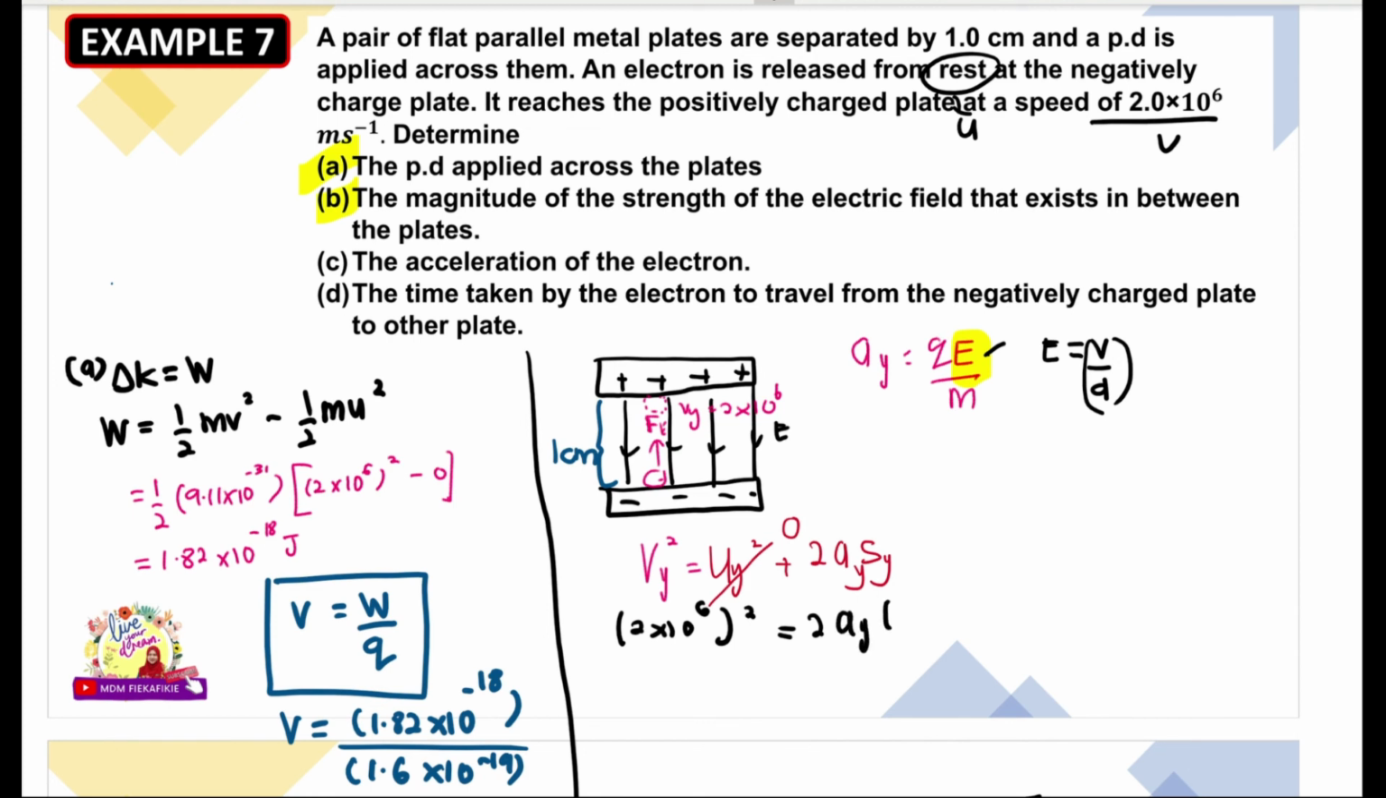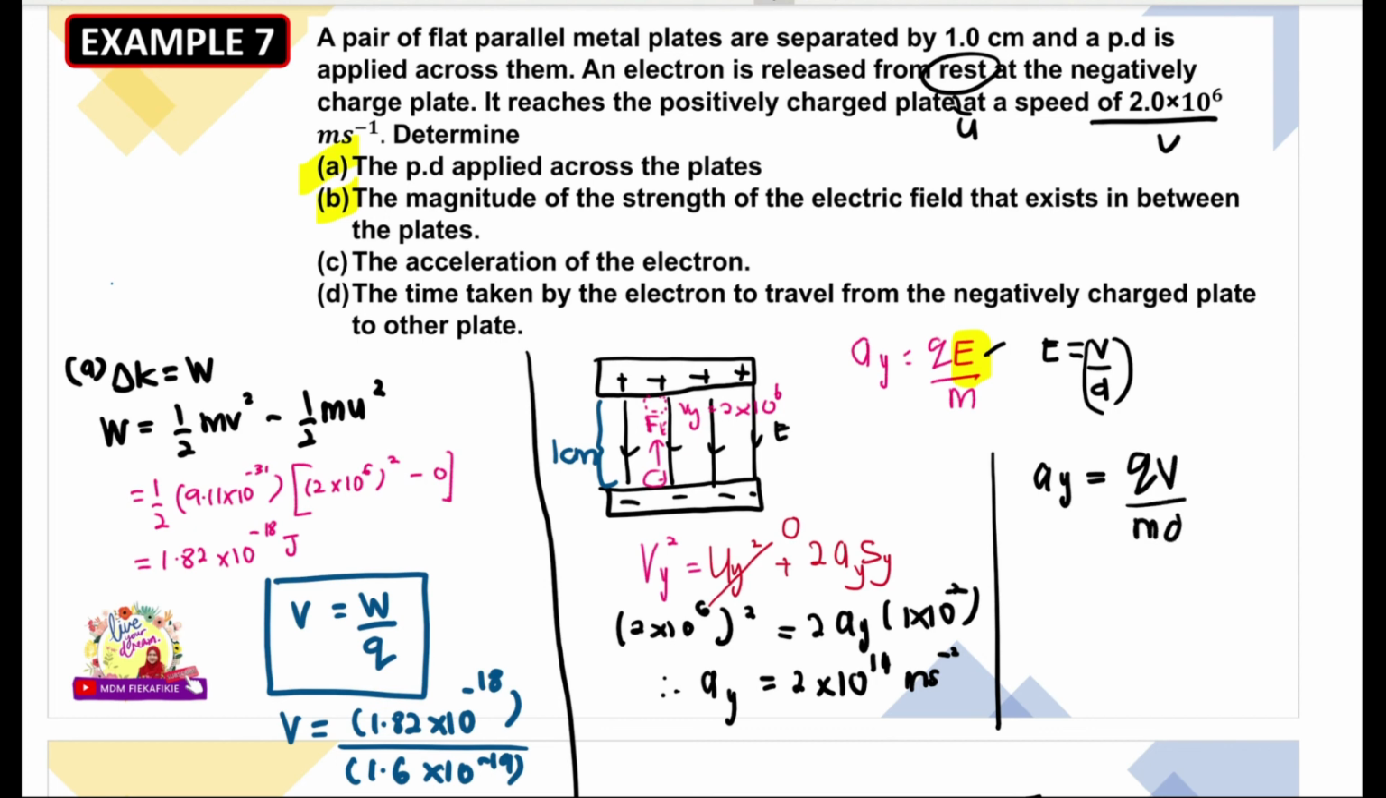SY kita adalah 1 cm. Therefore, kita boleh kira lah AY kita. AY kita dapat 2 times 10 power of 14 meter per second squared. Alright, so daripada AY, actually we can find V over D. V kita nak cari potential difference. So AY is equal to QV over MD, so kita boleh cari V, where V is equal to AY times M times D, over Q.